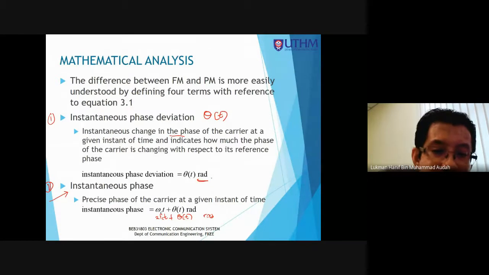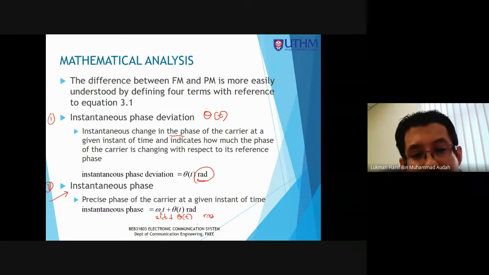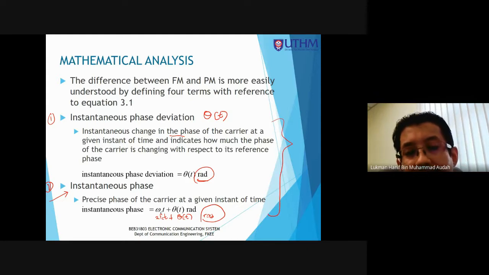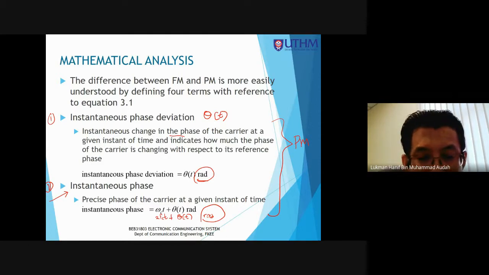Tadi theta t dalam radian. 2 pi fct plus theta t unitnya juga dalam radian. And you will see later that both of these are the parameters for phase modulation process. Okay.